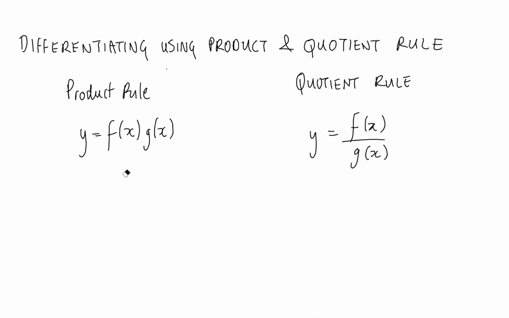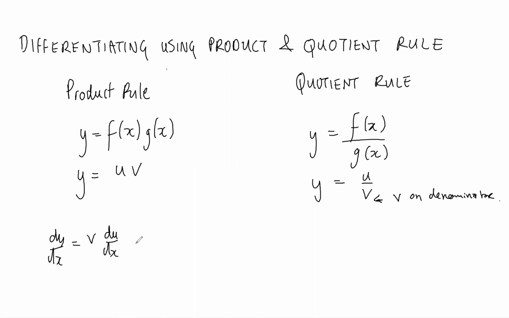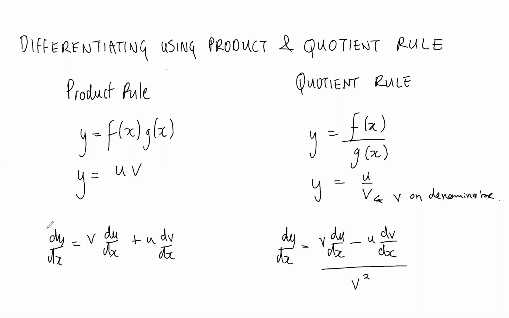So rather than writing with f and g, we can write with y equals uv, and y equals u over v. It's important in the quotient rule that the v is on the bottom, v on denominator. So dy by dx is v du by dx plus u dv by dx. And for the quotient rule, it's v du by dx minus u dv by dx, all over v squared.